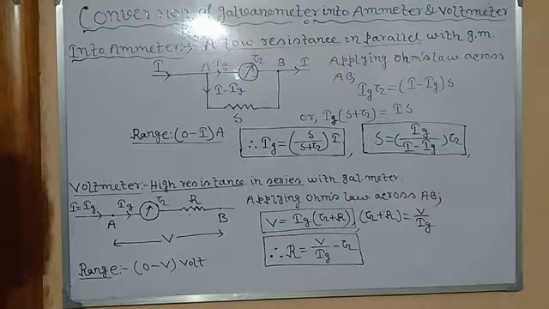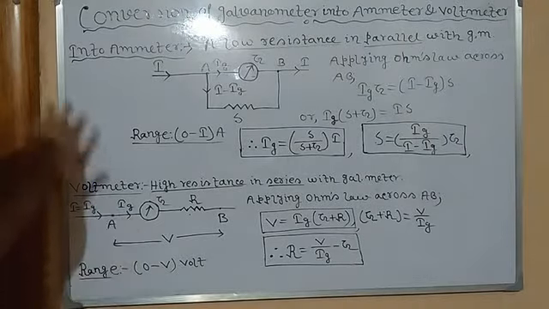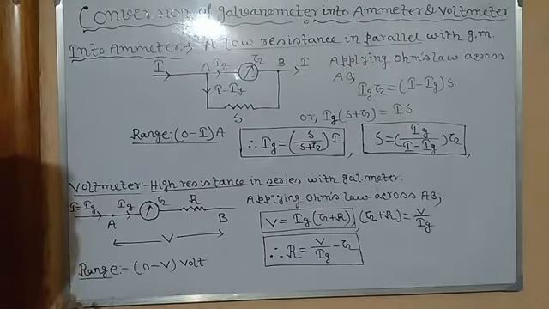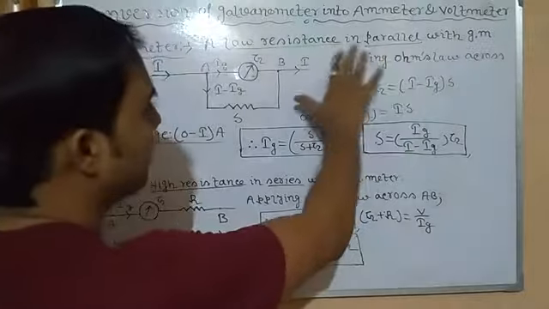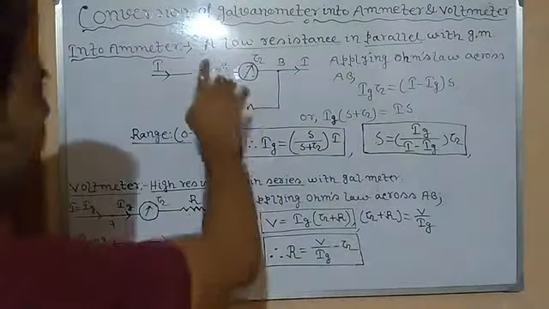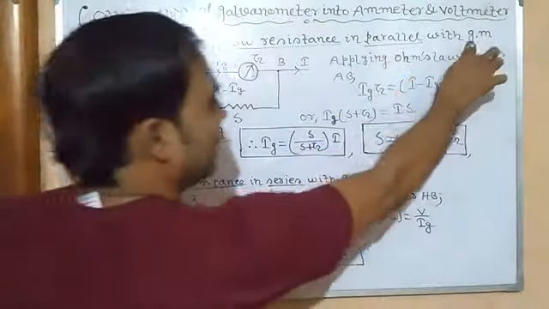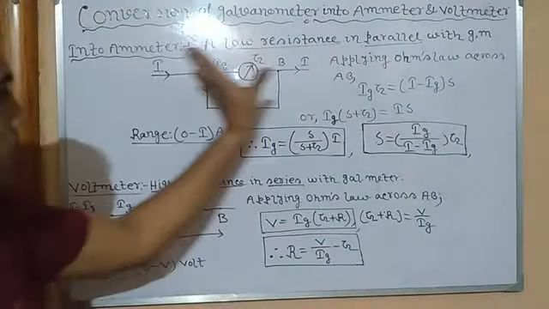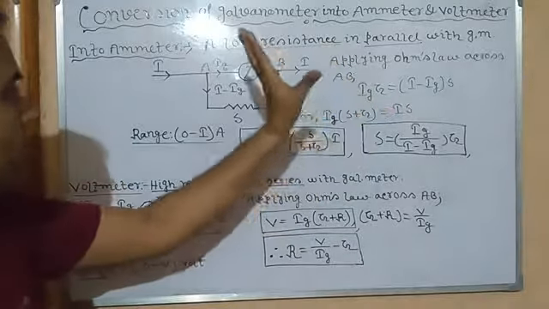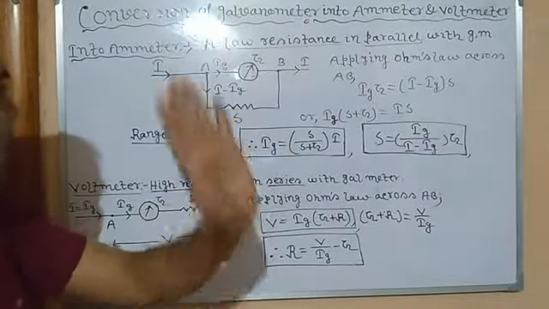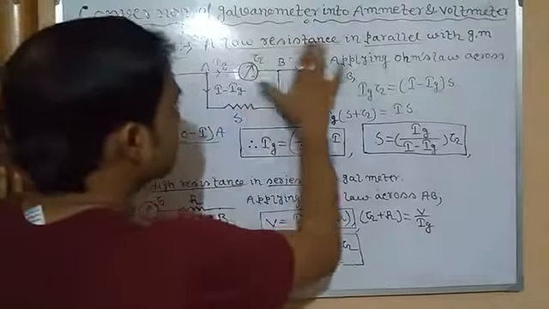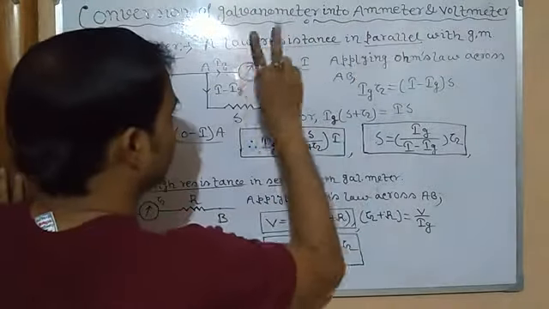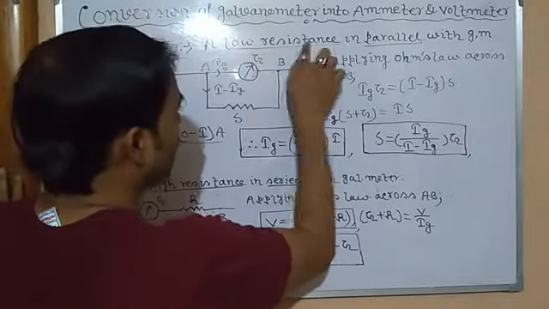Now we will come to the point of how a galvanometer can be converted into an ammeter. The basic fact is that a low resistance is connected in parallel with the galvanometer. Due to lack of space I have written GM in short form for galvanometer. Just cram this line, paste this line inside your mind: a low resistance in parallel with the galvanometer. I have underlined two vital points: low resistance and parallel.